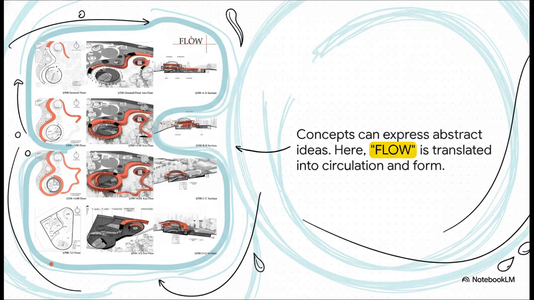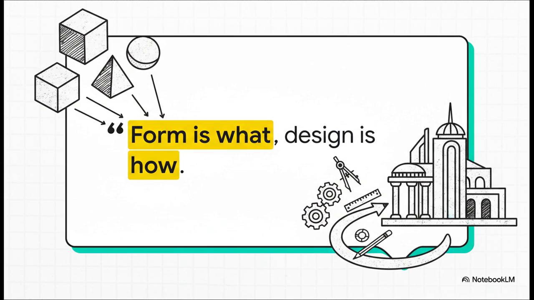And hey, concepts aren't always about super practical things. They can be more abstract, like the idea of flow. In a project like this, that one simple word can dictate everything. The curving circulation paths, the fluid way spaces connect to each other, and the dynamic flowing shape of the building itself. The legendary architect Louis Kahn put it just perfectly. Form is what, design is how.